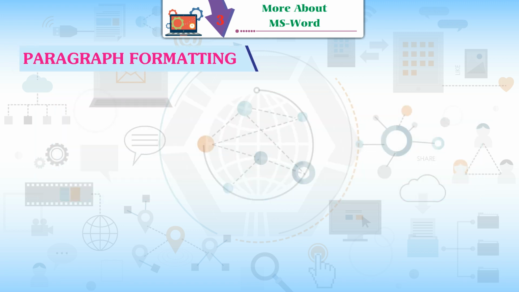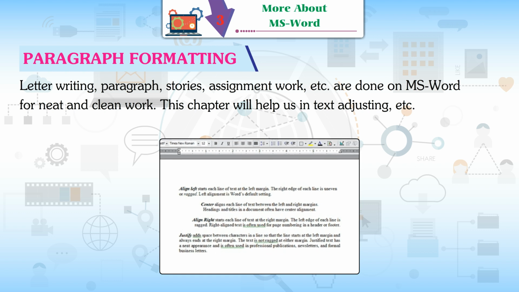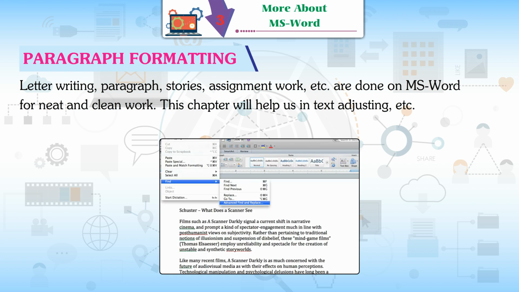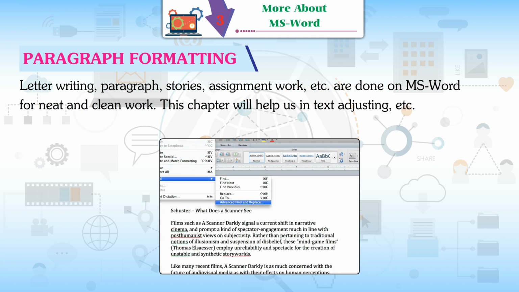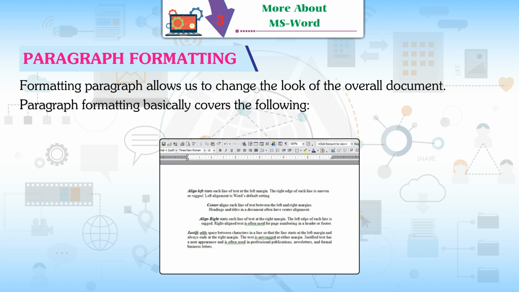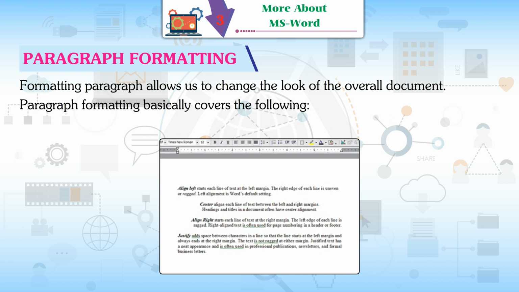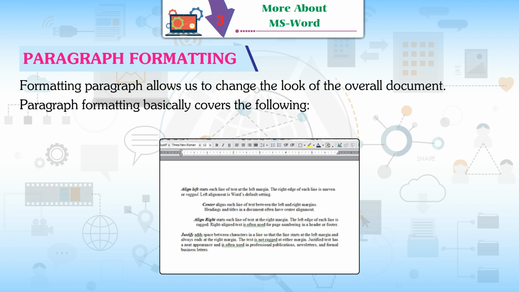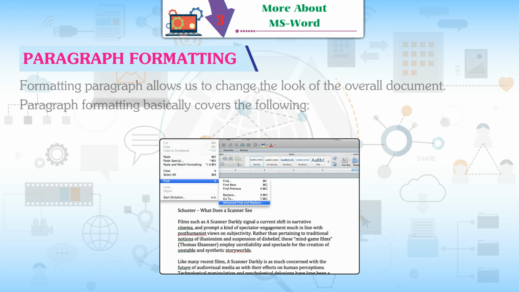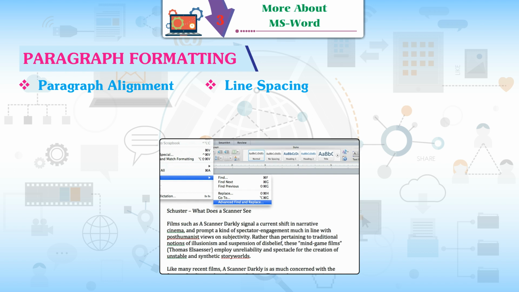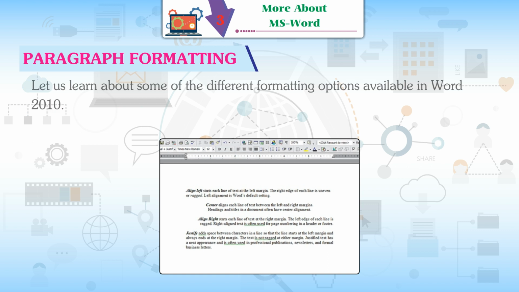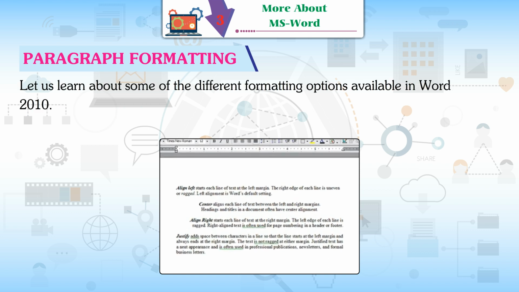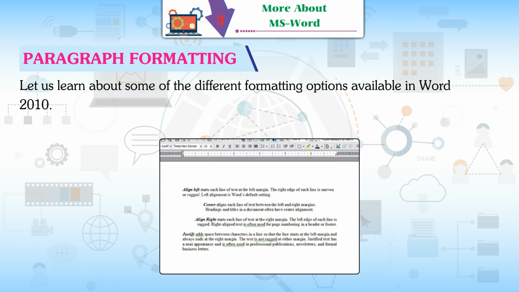Paragraph formatting. Letter writing, paragraphs, stories, assignment work, etc. are done on MS Word for neat and clean work. This chapter will help us in text adjusting, etc. Formatting paragraph allows us to change the look of the overall document. Paragraph formatting basically covers the following: paragraph alignment, line spacing, border and shading, bullets and numbering. Let us learn about some of the different formatting options available in Word 2010.